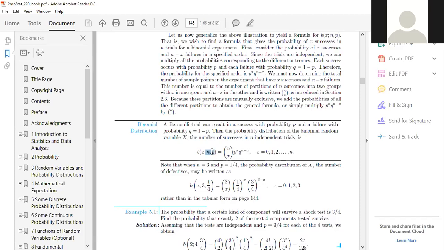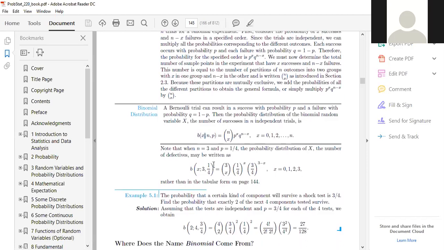And out of these n independent trials, we have X, a random variable. That is given by the combination NCX, P to the power X, Q to the power N minus X. And X is the number of successes, so 0, 1, 2, 3, up to N. Suppose we take N equal to 3. I think it is better if I take an example, so probably that would be better.